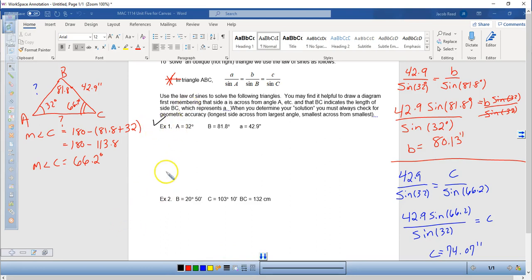And that's all there is for number 1. If you notice, I've drawn a diagram, found an angle, and done law of sines twice in order to solve the triangle. So you need to make sure that you give yourself plenty of space to work out these problems. And let's move on to the next one.